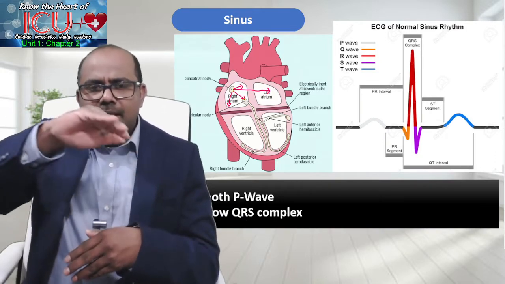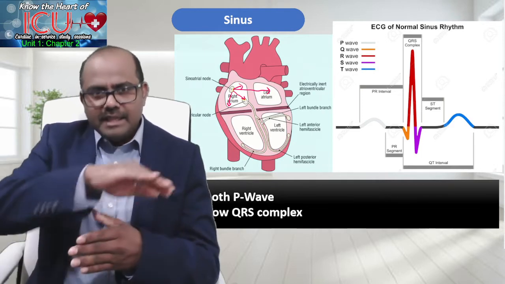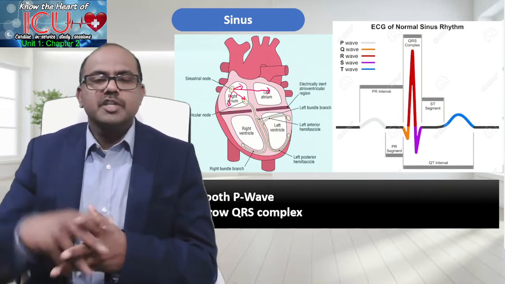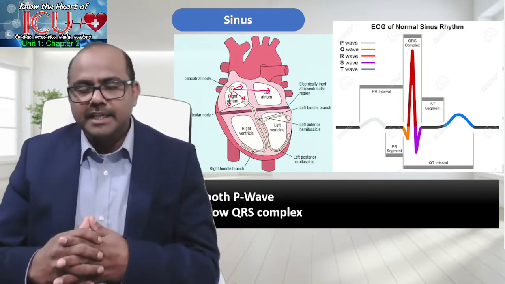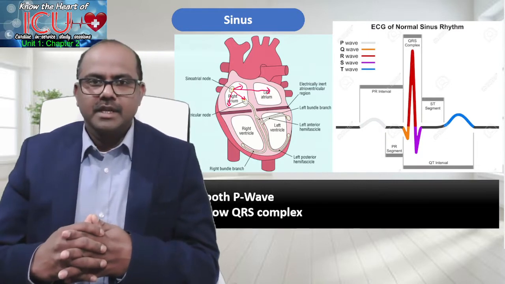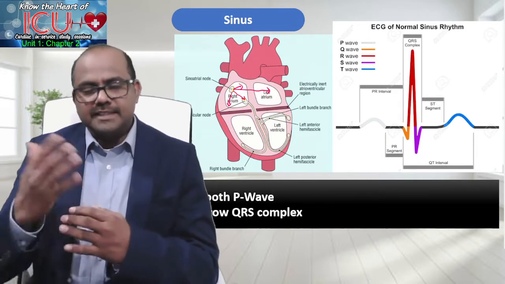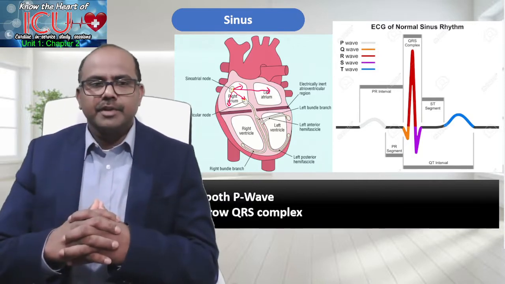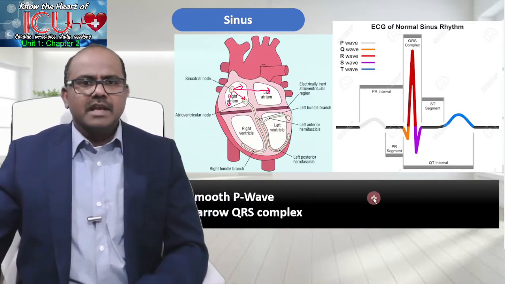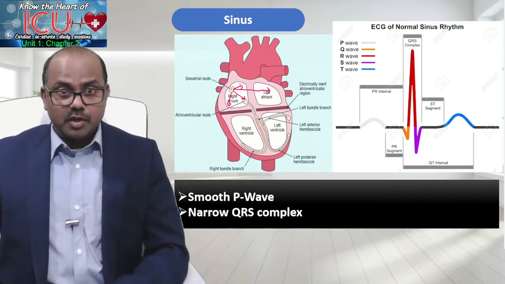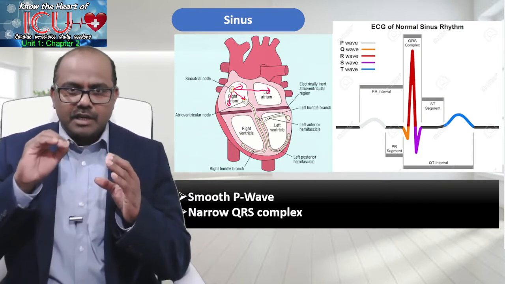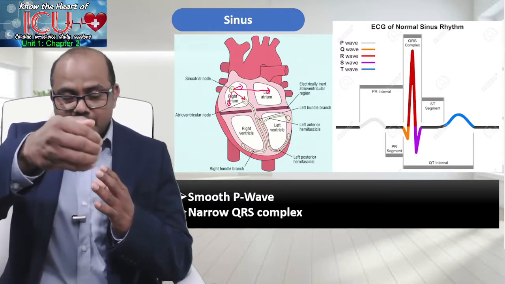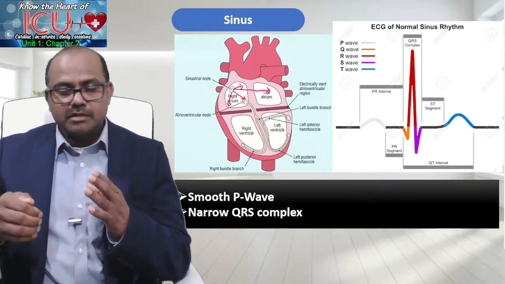So you have a nice and smooth P wave, and most of the P waves will be upright except in lead aVR. If all the P waves are upright except in lead aVR, and it's nice and smooth, definitely that is from your SA node. It will always have a narrow QRS complex, because any ventricular QRS complex from an impulse which is mediated through the AV node will be narrow.